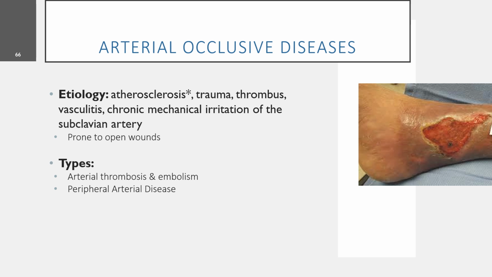Clinical manifestations involve the 6 P's of acute arterial occlusion: pain, pallor, pulselessness, paresthesia, paralysis, and poikilothermia, which is where the limb assumes environmental temperatures. Chronic symptoms include intermittent claudication, pain at rest, and trophic changes such as thin skin, hair loss, brittle nails, and ulcers.